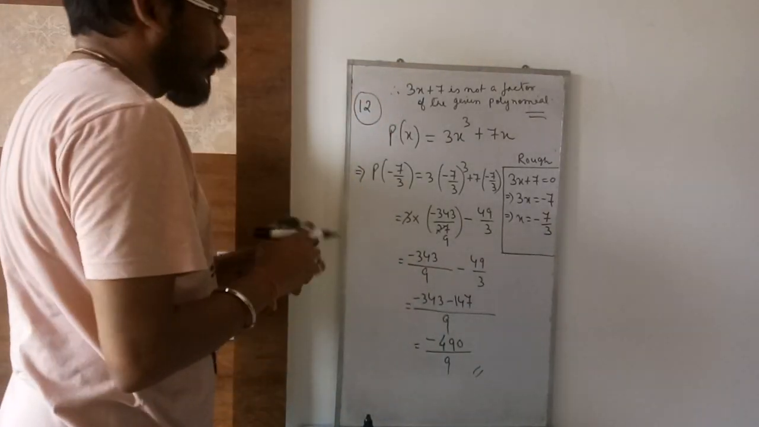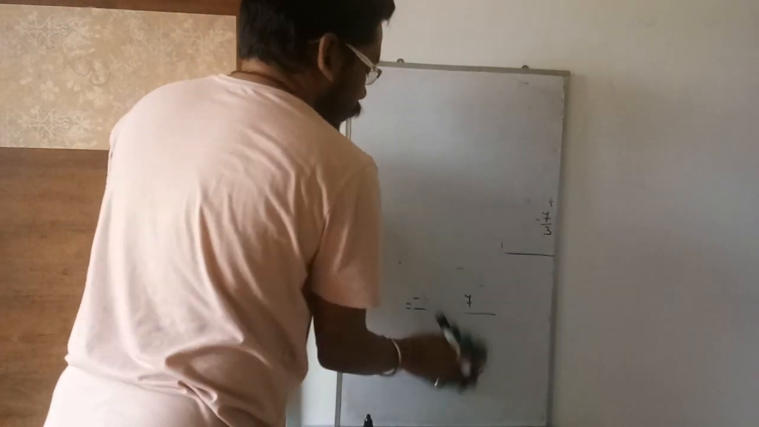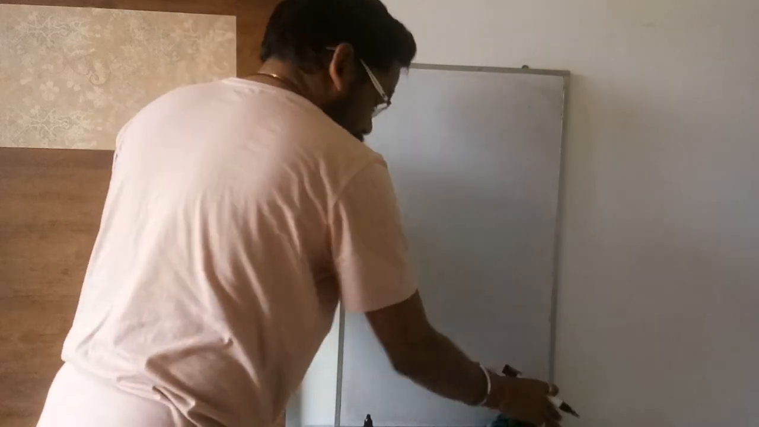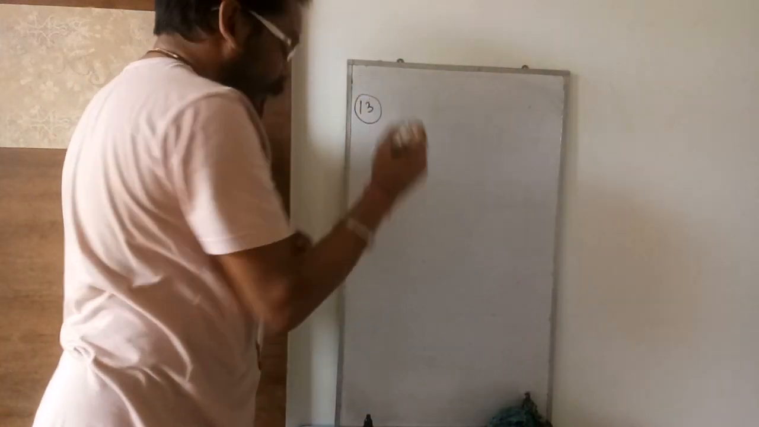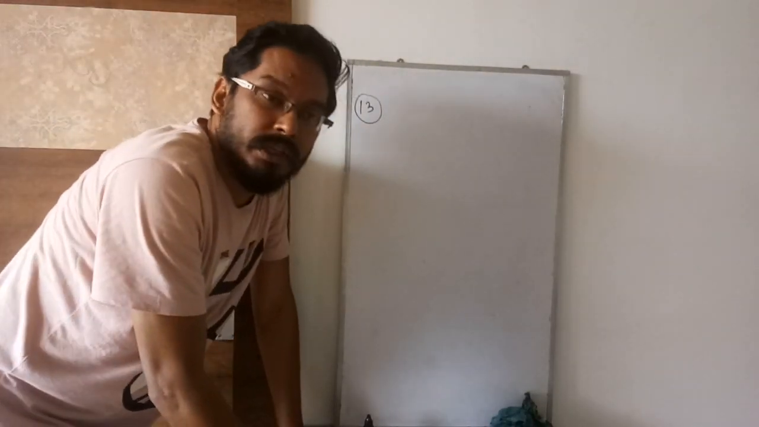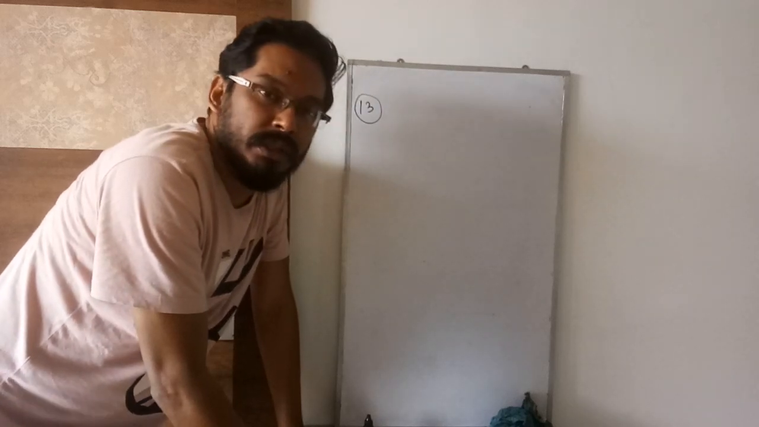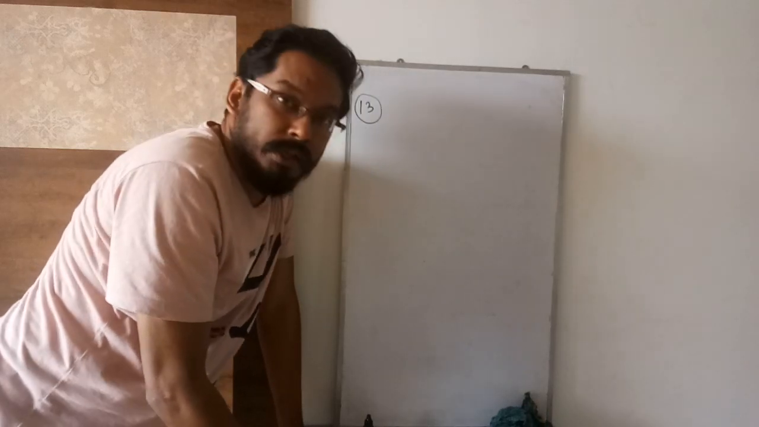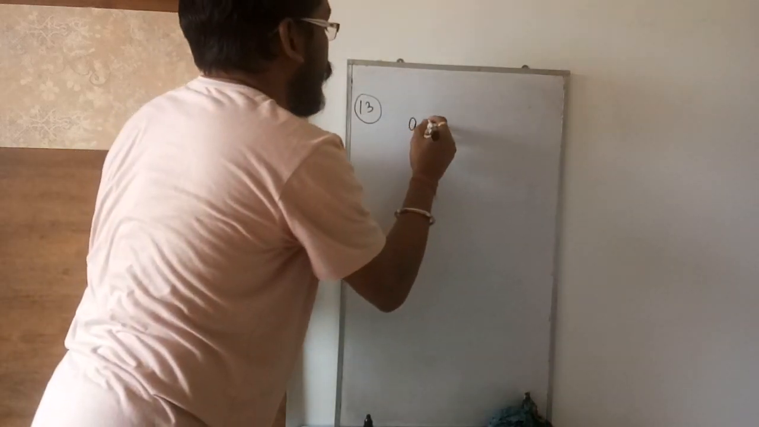Now we will go for question number 13. These are all book questions, just from separate chapters and separate exercises. So what did they say? Using suitable identity, evaluate 99 whole cube. Whenever the word identity comes, it means you have to apply a formula. So 99 whole cube is given.